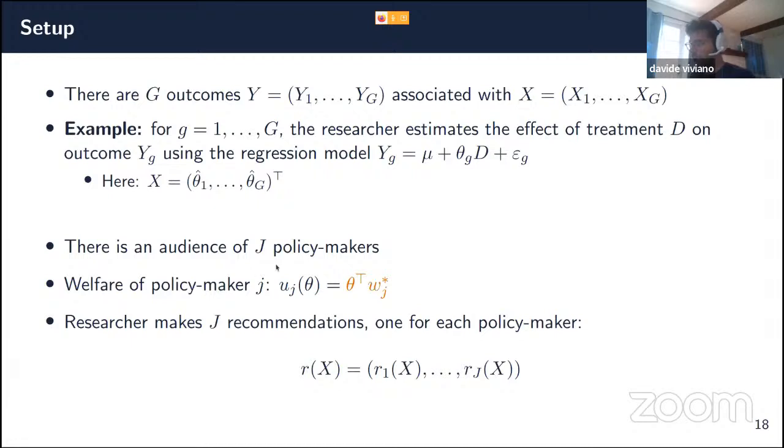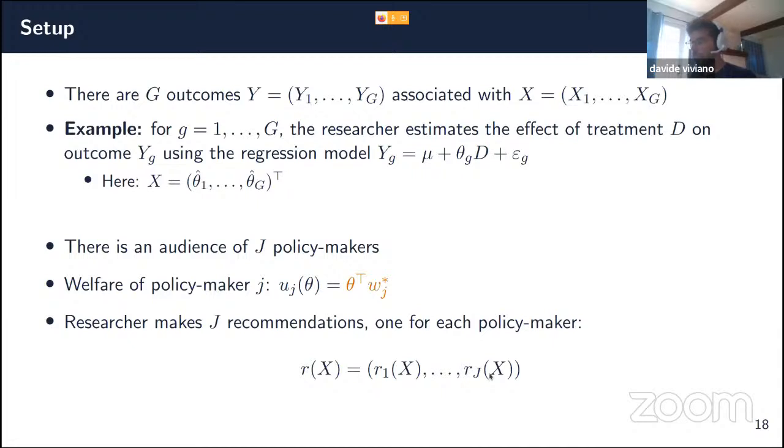Now, there is an audience of capital J policymakers, and each policymaker has their own utility. This utility is a weighted combination of the treatment effect on a given outcome, theta j, times the weights associated to that outcome, which are policymaker specific. That is, different policymakers may care about different outcomes differently. The researcher makes capital J recommendations, one for each policymaker. So our R function is again a vector which runs from 1 to capital J, where capital J is now not the number of treatments but the number of policymakers.